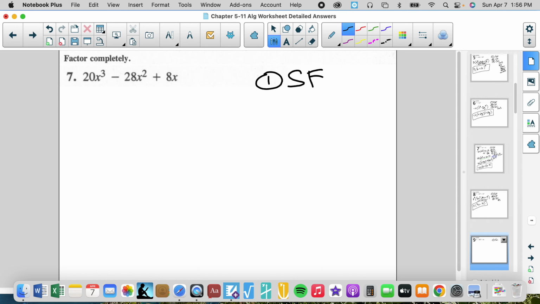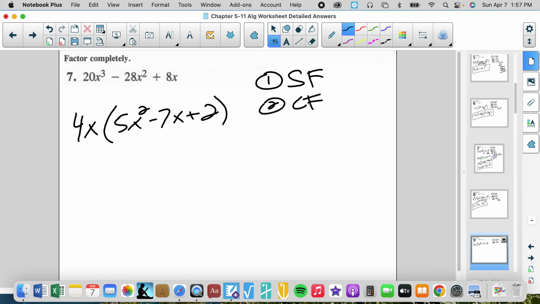I love math. Standard form, yes. Common factor. We have 4x, which gives us 5x squared minus 7x plus 2. Special case, no, because no perfect squares.